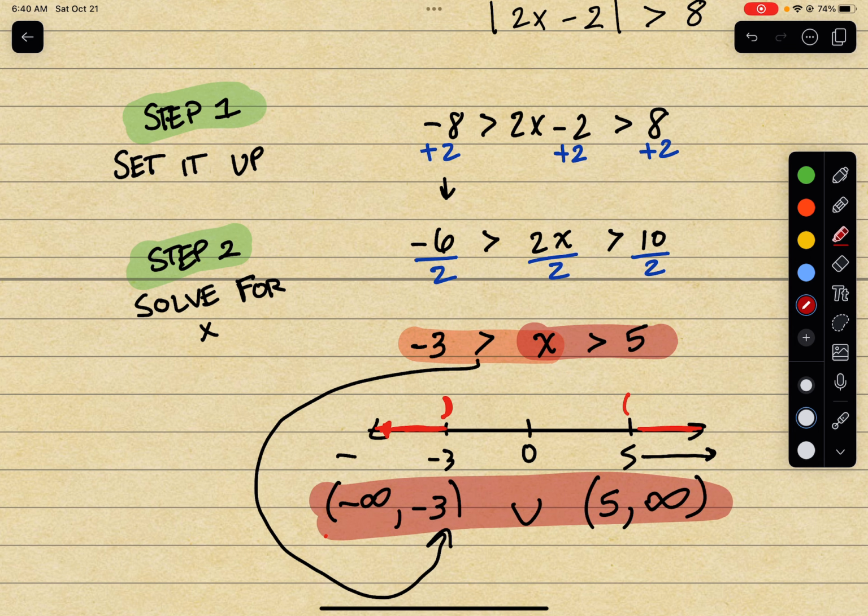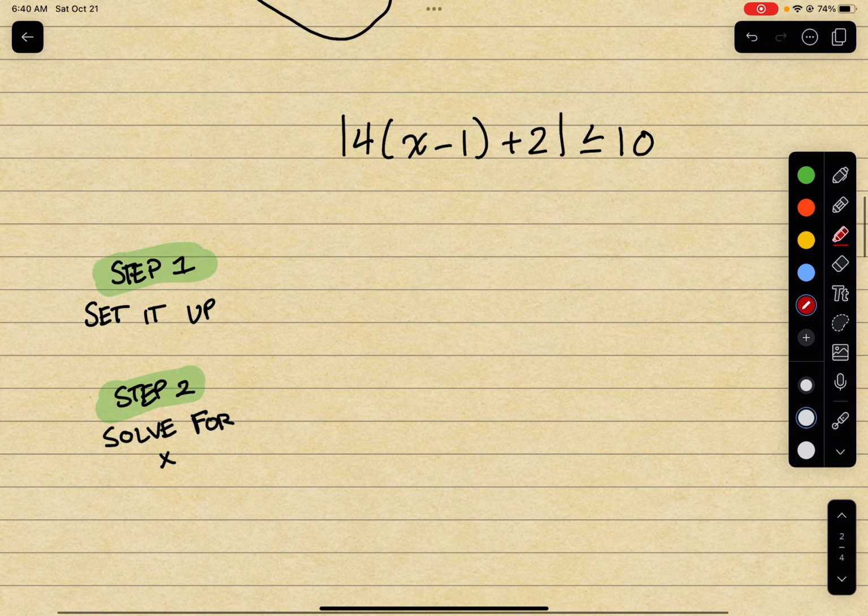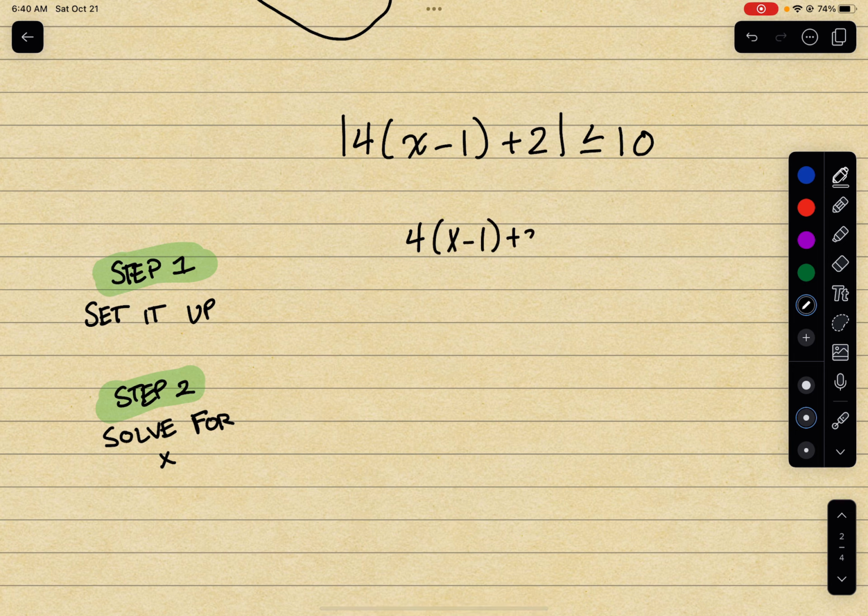All right, so let's do the next problems real quick. So if I was to set this one up, step 1 is set it up, right? So I'm going to write the original inequality, 4 parentheses x minus 1, close it off, plus 2. Keep that sign, but because this is an absolute value, I know I have a negative 10, so we need to write that same symbol again and put a negative 10 here. That was step 1. Step 2 is just go and solve for x.